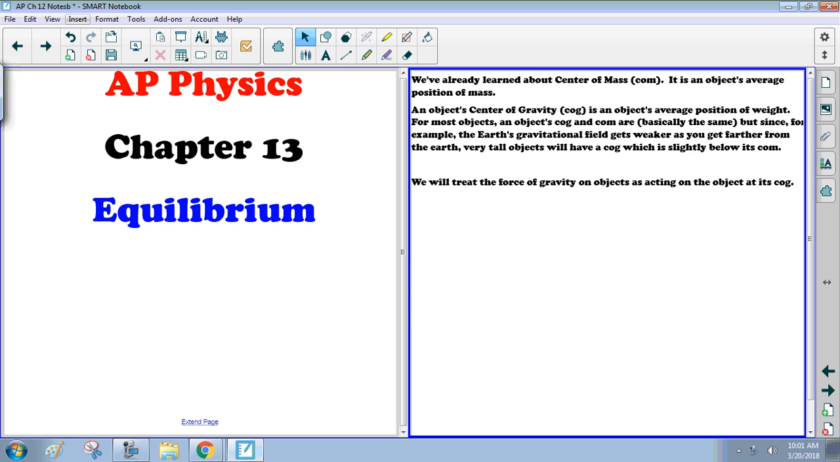Next chapter, when we get to gravitation, I'll talk specifically about why center of mass and center of gravity are not exactly the same. But in 99% of the problems you're going to see, the center of mass and center of gravity are so close that the difference is insignificant.